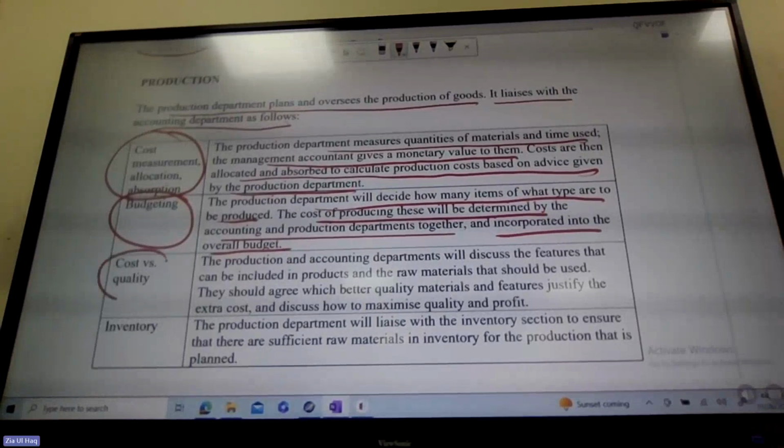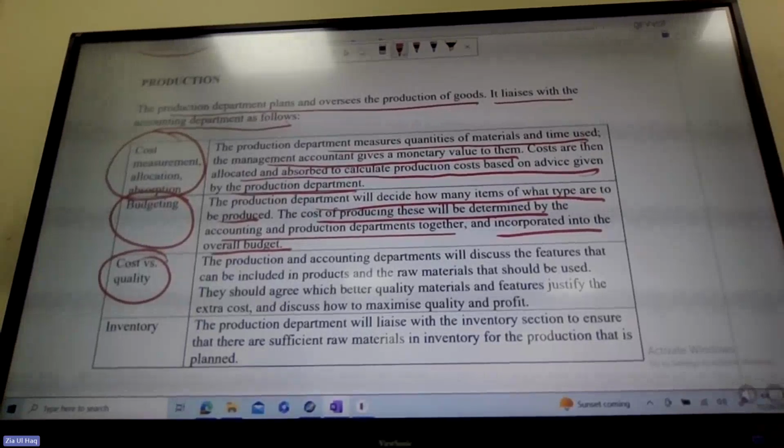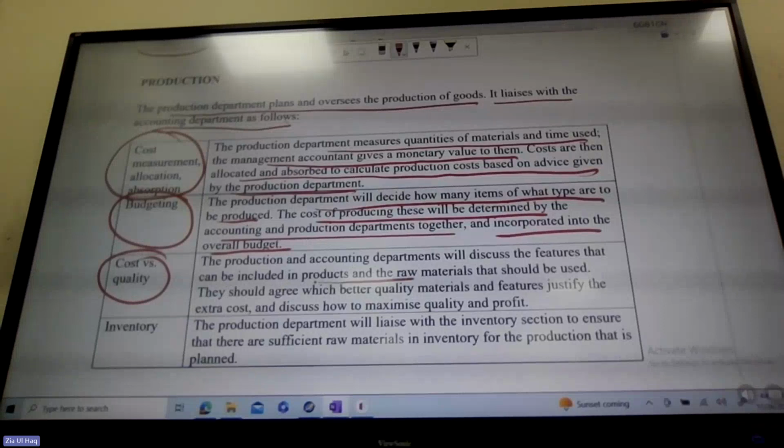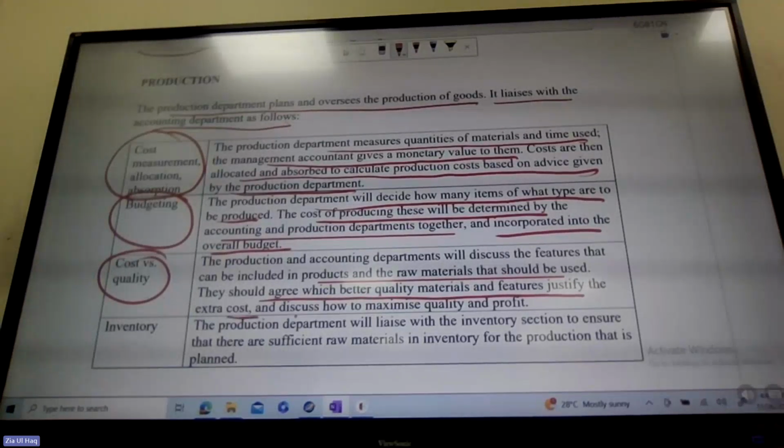Cost versus quality. If we reduce quality, this means cost will be reduced. If we improve quality, how much will cost increase? For this, they need to communicate with each other. The production and accounting departments will discuss the features that can be included in the product and the raw material that should be used. They should agree that better quality material and features justify the extra cost, and discuss how to maximize quality and profit.